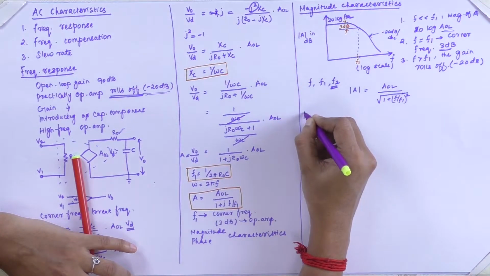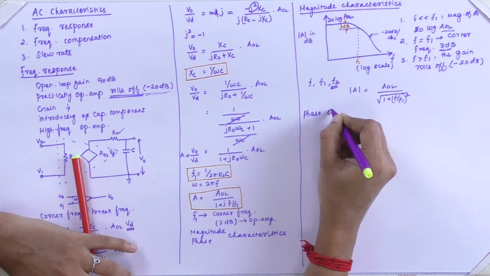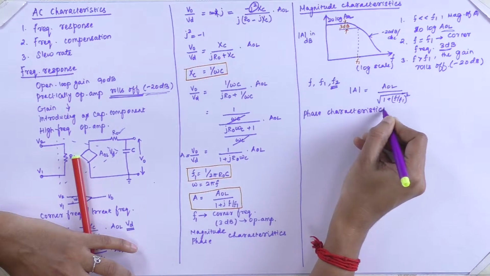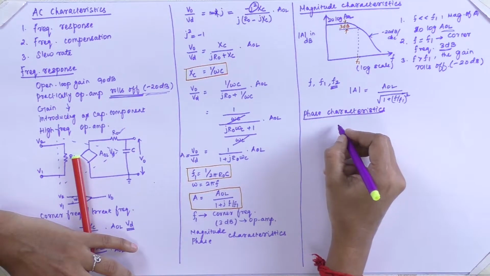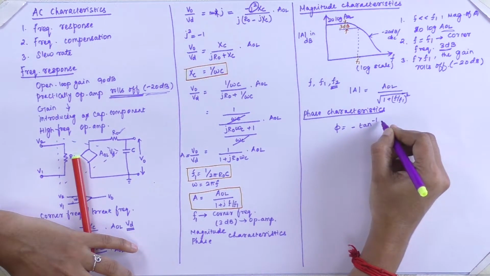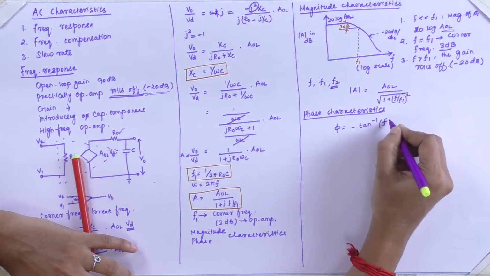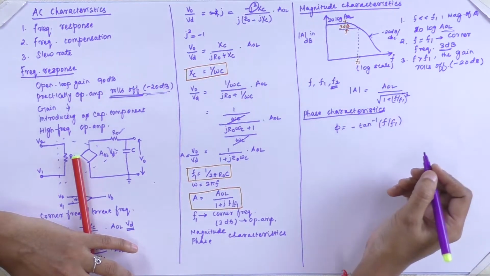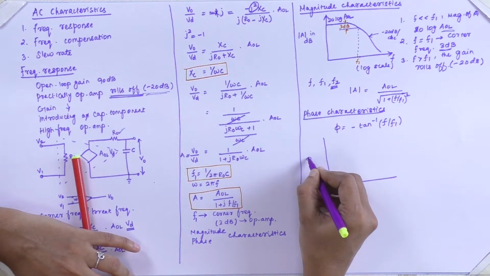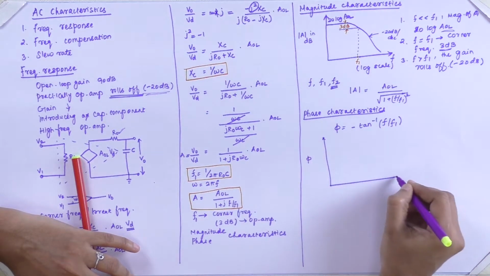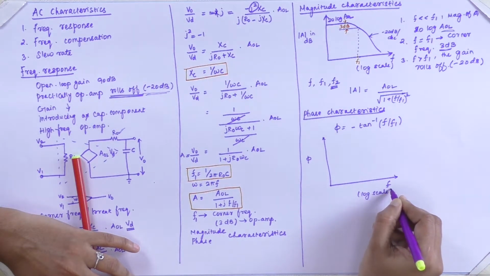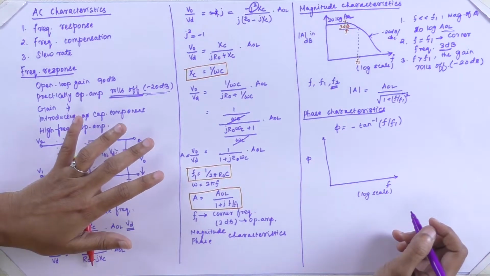So coming to the phase characteristics, we have studied the expression: phi is equal to minus tan inverse of B by A. Here, B by A is nothing but F by F1. Again we are going to draw the phase characteristics with the phase angle phi on the y-axis and the frequency measured on a logarithmic scale. Very important, it will be measured on that logarithmic scale.